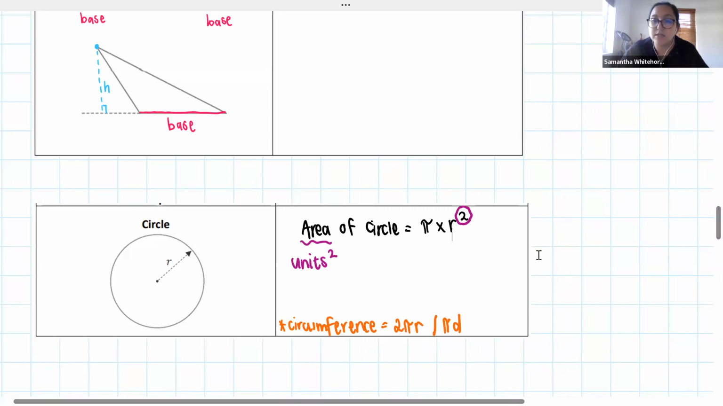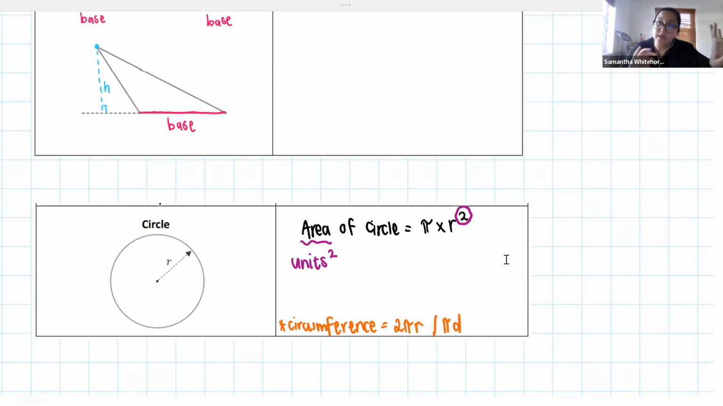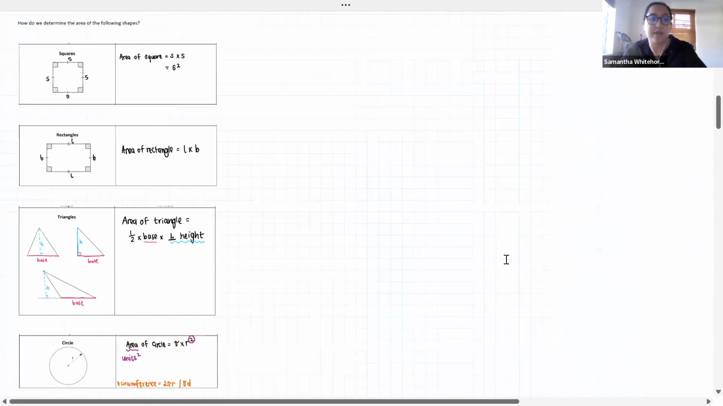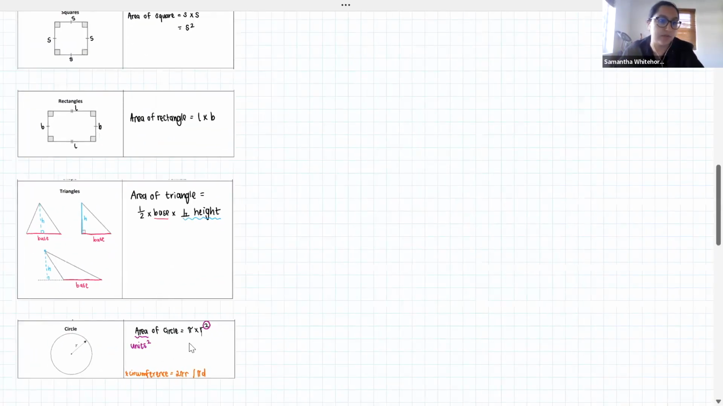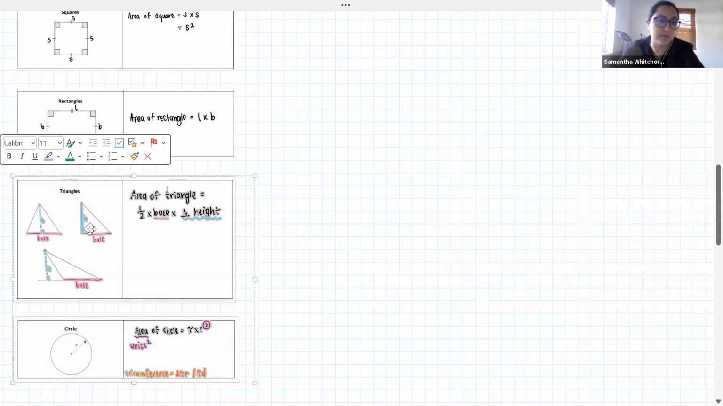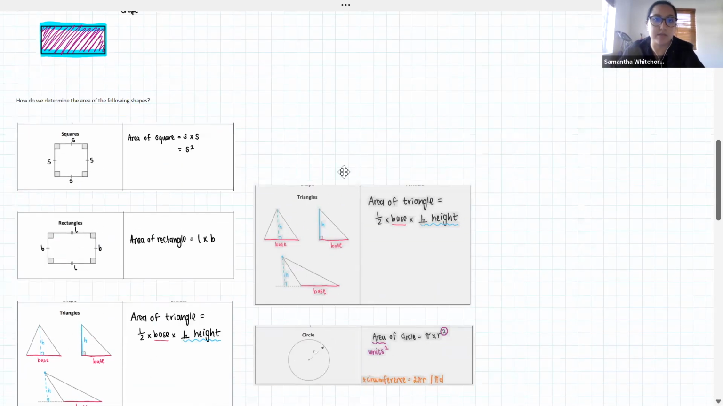Right, so really important that we don't get them mixed up, and I put them both there for you so that you can see the difference. And it's really important, like I say, that we know when to use the circumference formula and when to use the area formula. Okay, so let's just do this, because I think this would be a whole lot easier for you guys to be able to see.